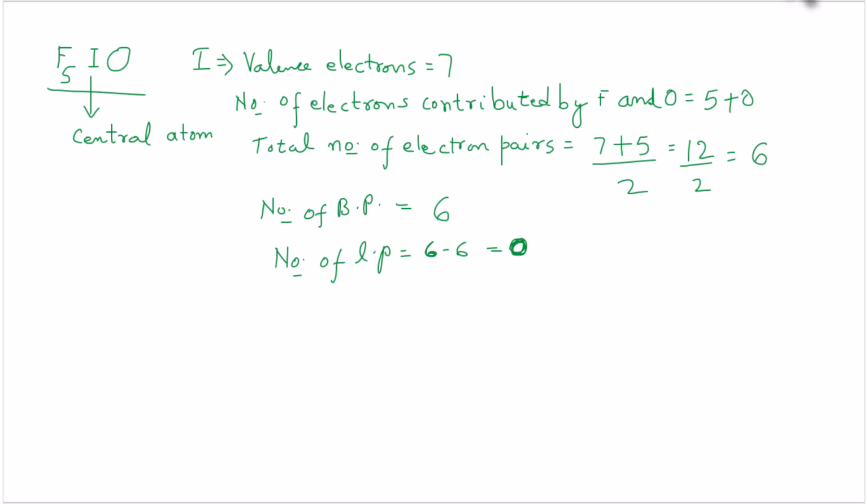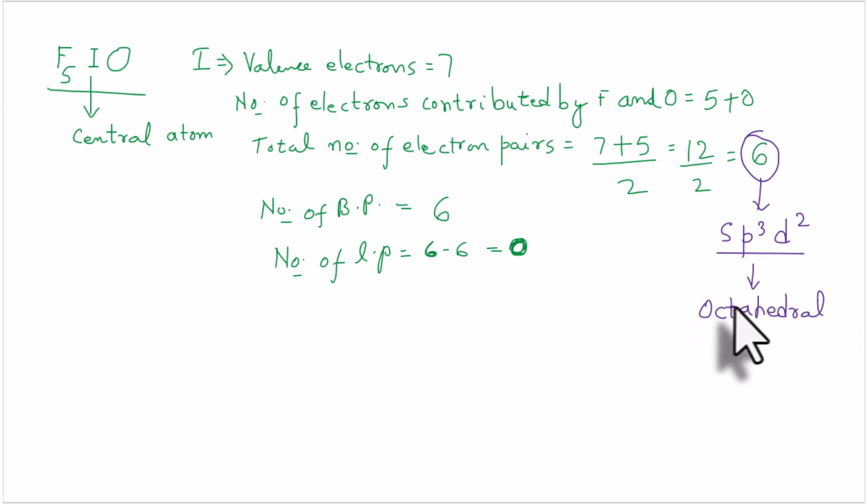Now, what should be the geometry? Total number of electron pairs is 6, and 6 total number of electron pairs contributes to sp3d2 hybridization, and which corresponds to octahedral regular geometry. Okay, so this should be octahedral geometry. This compound should have octahedral regular geometry, and since there are no lone pairs involved here, the regular geometry is the actual geometry of this compound.